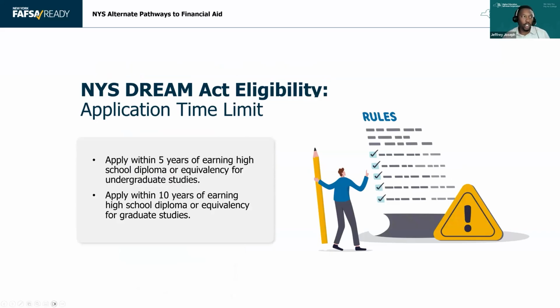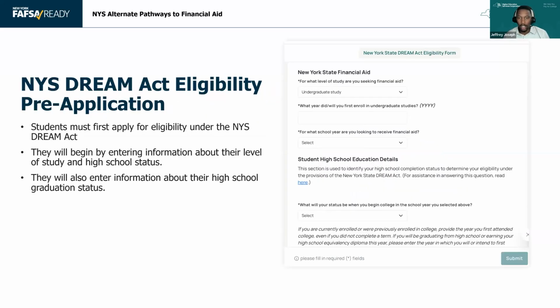So here's how students apply for the DREAM Act. You may not have seen this before, but in this, we're going to have screenshots on the eligibility applications. We're also going to walk through the TAP application as a whole as well. So here's what the pre-application may look like for students. We're looking for really concrete information to understand if they meet the citizenship requirements and the high school education requirements to be eligible for the DREAM Act.